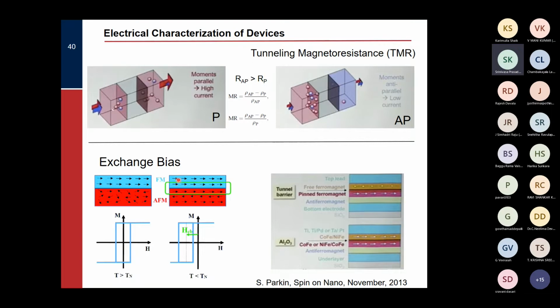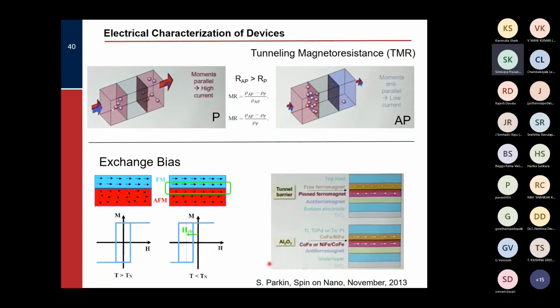That way, let's say this bottom layer will have only one particular magnetic orientation. It is pinned. It cannot be changed. So I only need to flip the magnetic orientation of the top layer. Okay, that is easier. So that way I can get easier control.